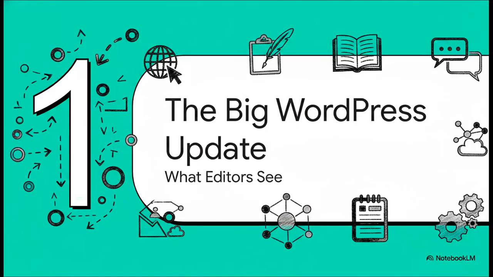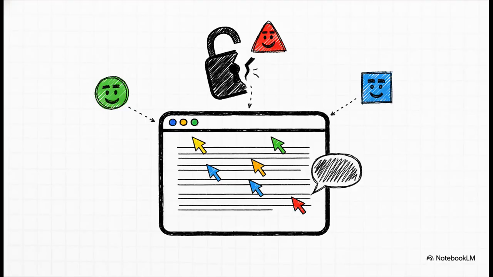All right, starting off with Section 1, the big WordPress update. Seriously, think about how incredibly frustrating it used to be to get locked out of a WordPress post just because a colleague was fixing a typo. We've all furiously Slack messaged a coworker being like, hey, please close that tab. Well, those days are officially over.